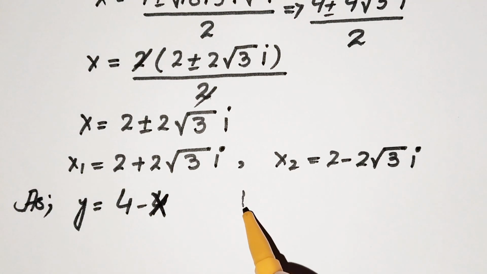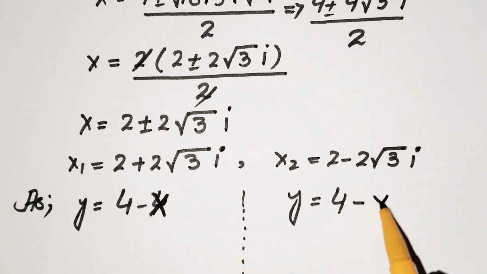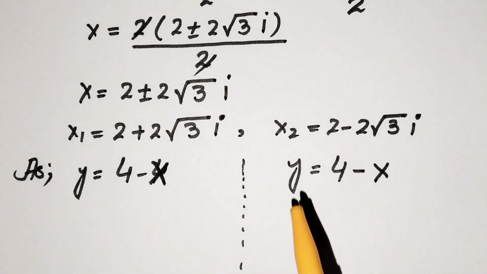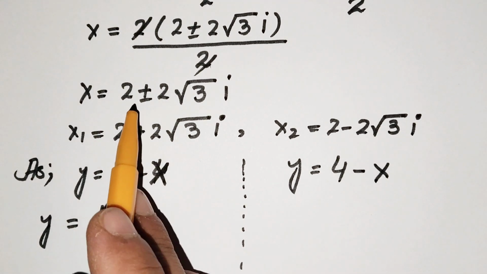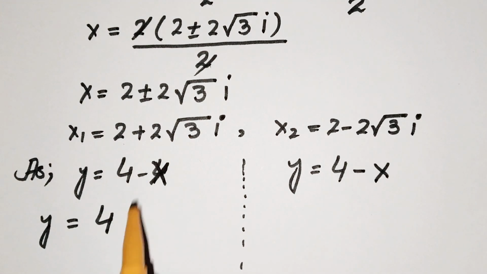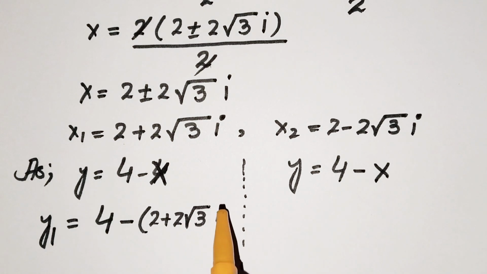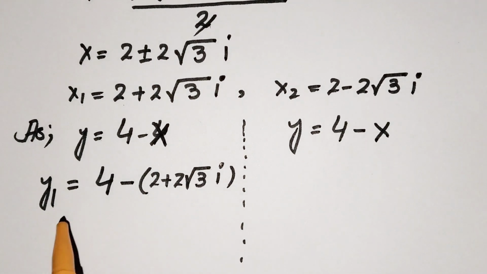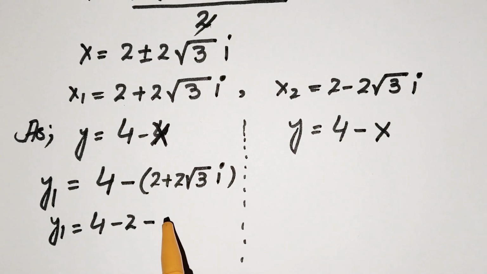We just write on both sides here, and for both values of x, y is equal to 4 minus x. So we have to find the value of y for these two cases. Now y is equal to 4 minus the value of x, which is x1, that is 2 plus 2 times square root of 3i. So here, minus the value of x, we just put x1, so it will be y1, and 2 plus 2 square root of 3i. Then y1 is equal to 4 minus 2 minus 2 times square root of 3i.